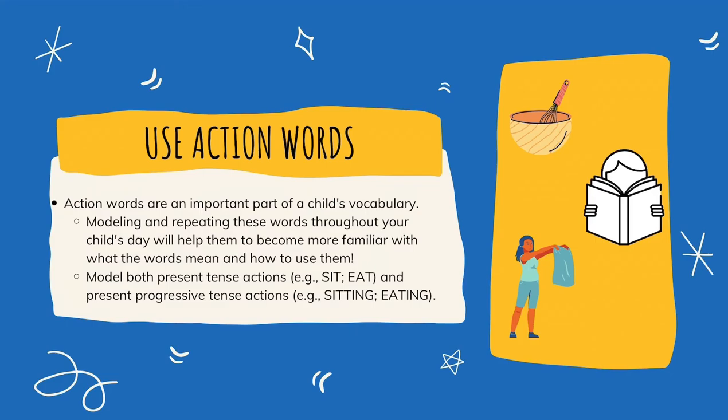Repetition is also important when modeling action words, so if you are doing an activity where the action is repeated, make sure you're also repeating the word as you're talking about what you're doing or what your child is doing. For example, if you are folding laundry, keep modeling the word folding in a sentence as you are completing the task. Not only does this frequent modeling of words help your child to understand these words, it also helps keep them engaged in what you are doing or what they are doing, which helps to build better social communication skills as well.